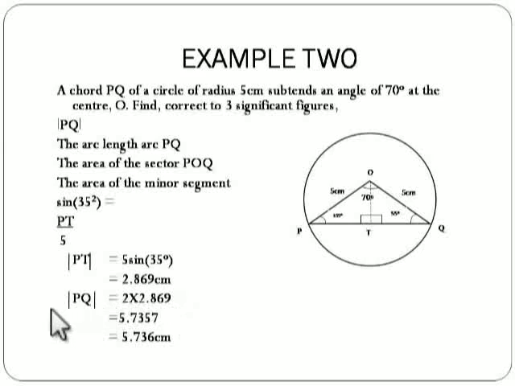So now we want PQ. So we multiply 2 by 2.869, and we are getting 5.7357. So approximate this correct to three significant figures, then we are getting this.